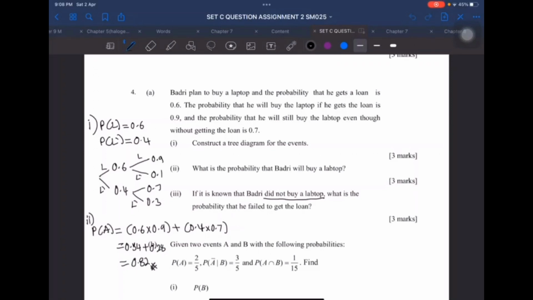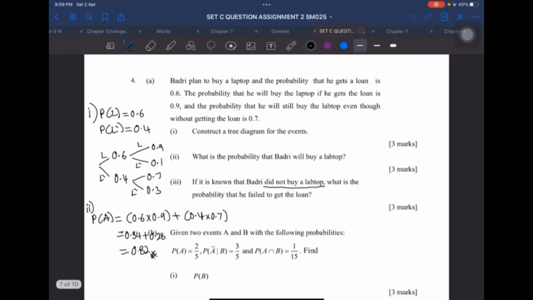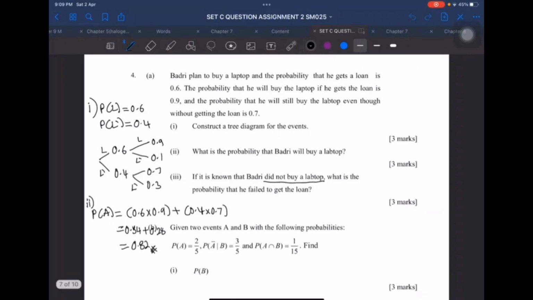So my name is Yasagan Rao and I'm here to discuss Set C Question 4. For part A, they're asking to construct a tree diagram for the events. So the probability that Battery gets a loan is 0.6. The probability that Battery does not get a loan is 0.4. And the probability that he will buy the laptop if he gets the loan is 0.9. So the probability that he will not buy the laptop if he gets the loan is 0.1.